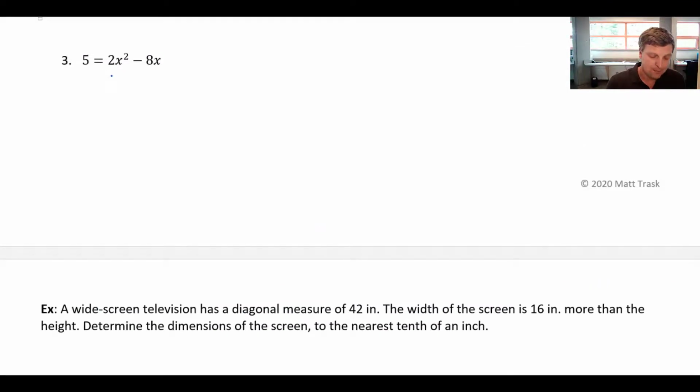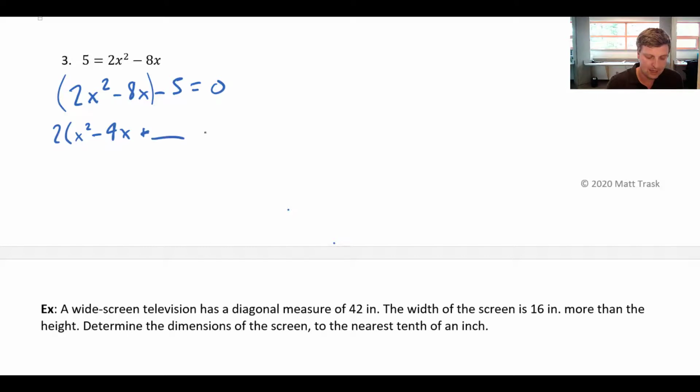So I'm going to bring the 5 over to the other side of the equation and rewrite this as 2x squared minus 8x minus 5 is equal to 0. I'm going to complete the square, and again, I'm just going to look at the ax squared and the bx terms. I'm going to factor that first, so I take out the factor of 2: x squared minus 4x. And what will I need to add here?